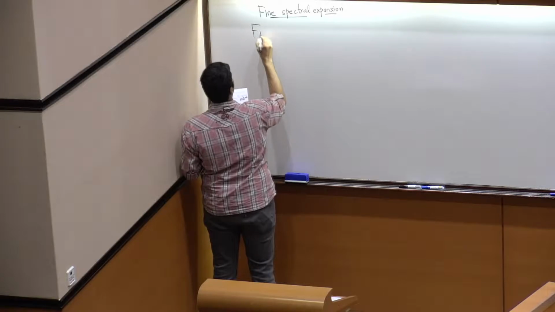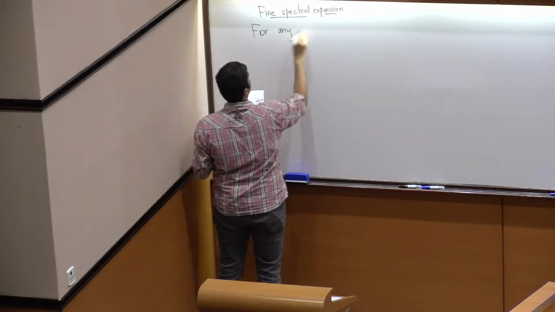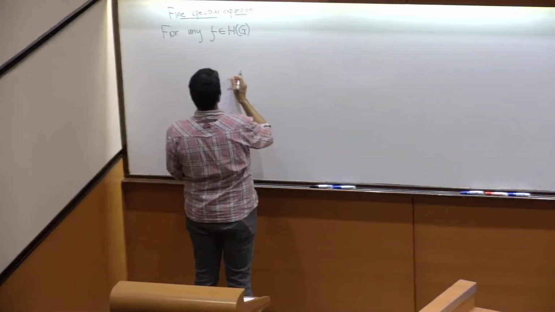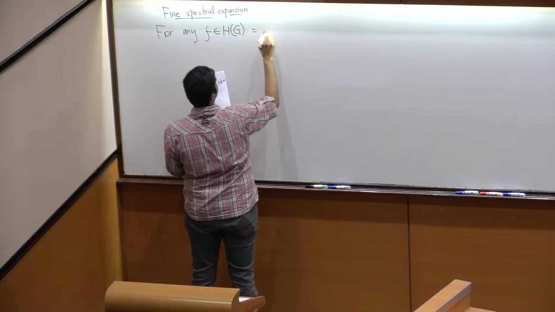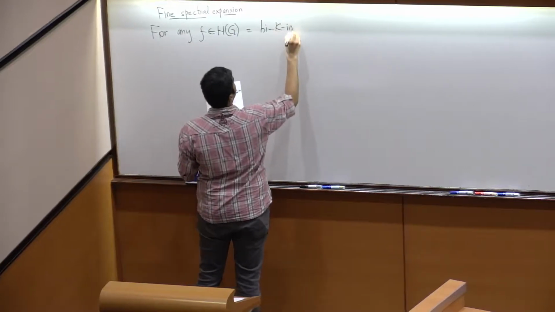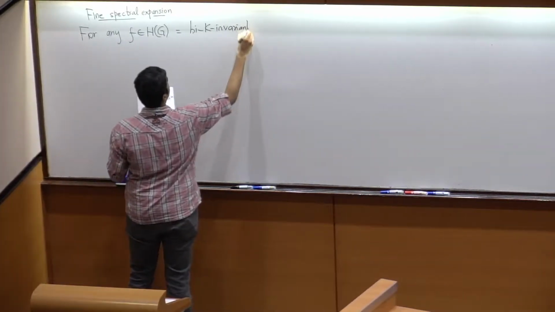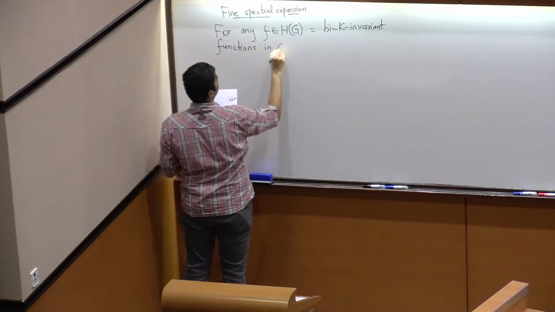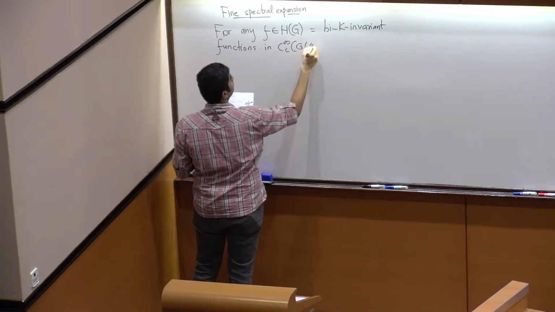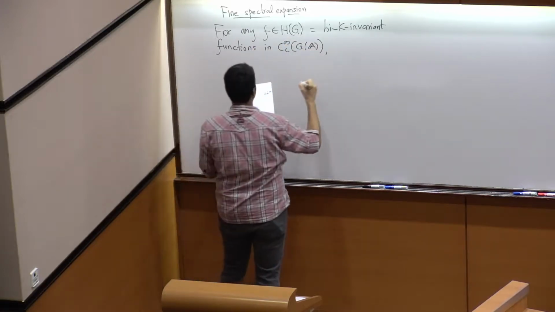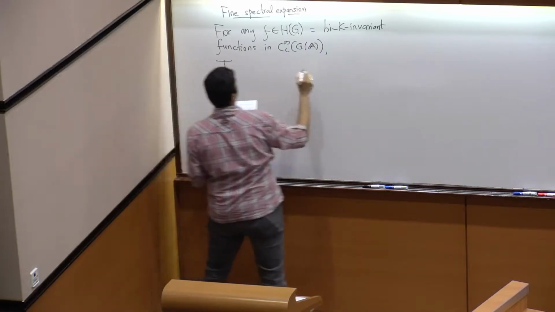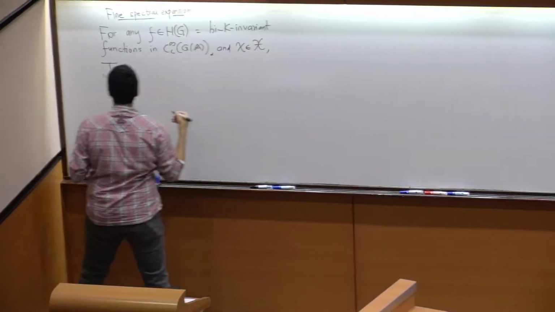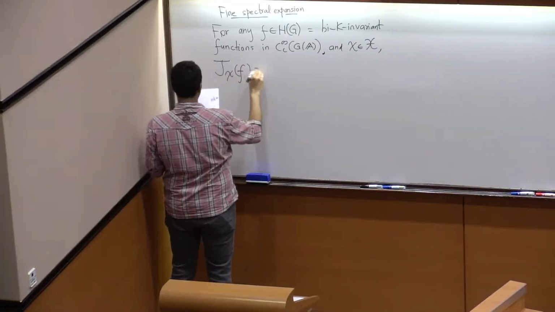So if you have any F, so here the F is in the Hecke algebra of G, which is the space of bi-K-invariant functions in C infinity C G A. So if you have this, and chi in X, the formula for J chi is given by this.